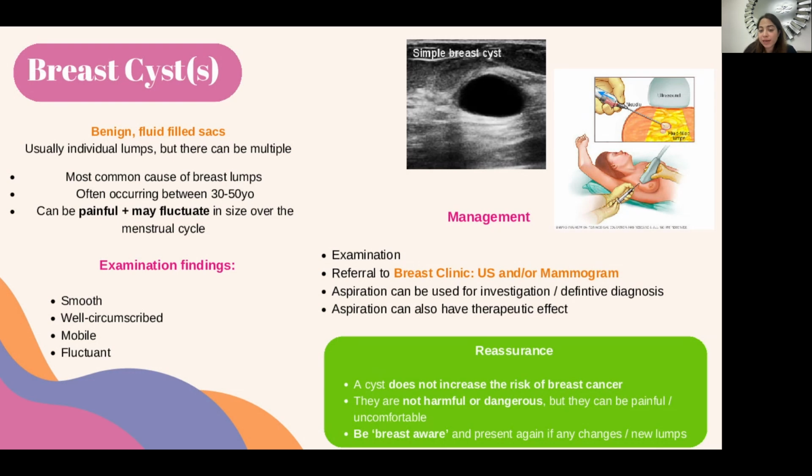Patients are often referred to breast clinic, where they'll use an ultrasound scan or mammogram to definitively diagnose it. If there's suspicion that it might be a breast cyst, but there's also a risk or worry that it could be something else, then they can have further investigations with aspiration to provide us with a definitive diagnosis. Or sometimes they can be quite painful, or if they're big enough and are causing discomfort, then we can aspirate them for therapeutic effect.